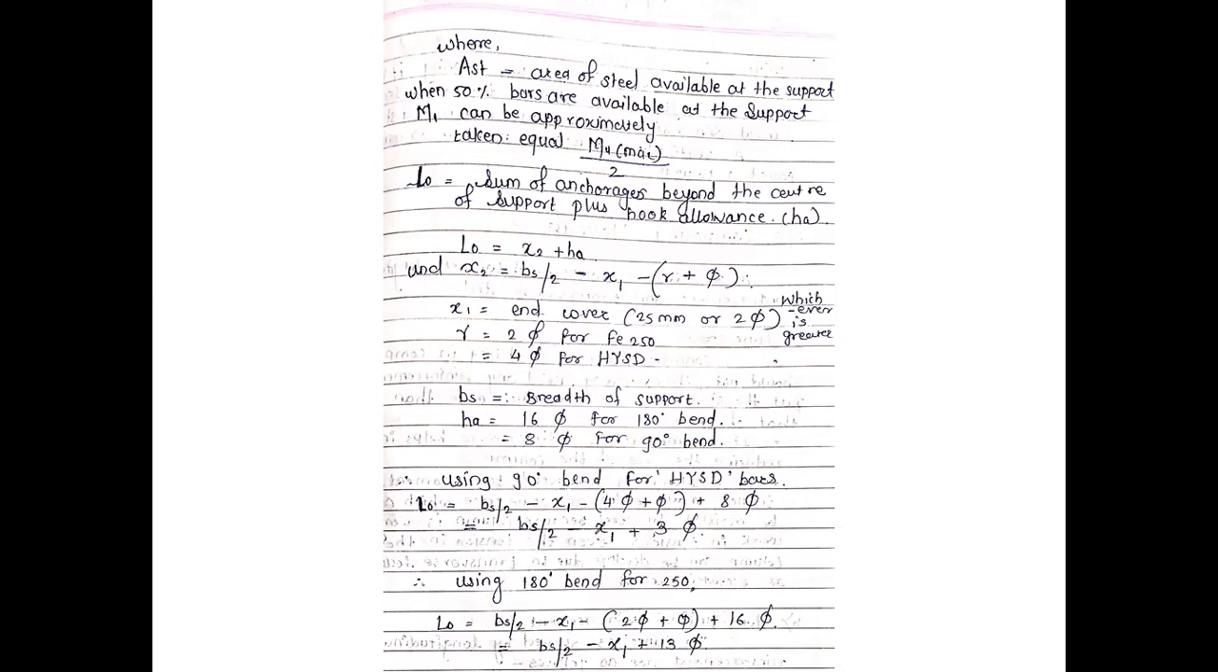Using a 90 degree bend for HYSD, L0 is equal to bs upon 2 minus x1 minus 4 phi plus phi plus 8 phi, which is equal to bs upon 2 minus x1 plus 3 phi. So this was for the 90-degree condition. For a 180-degree bend for Fe250, L0 is equal to bs by 2 minus x1 minus 2 phi plus 5 plus 16 phi, which is equal to bs upon 2 minus x1 plus 13 phi. So this was about the design of one-way slab. Okay, thank you.